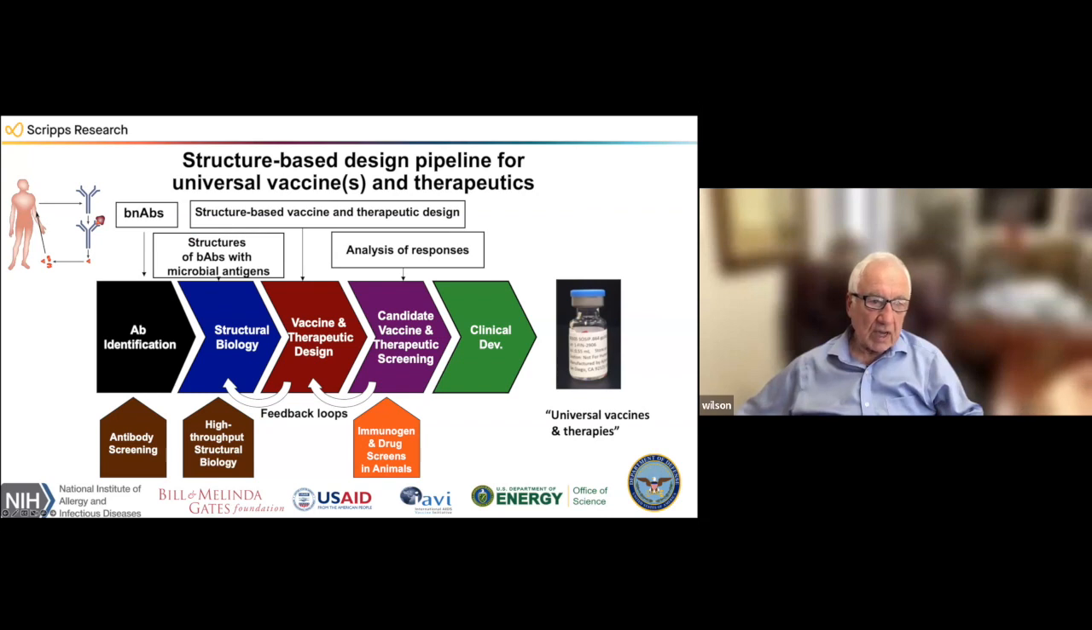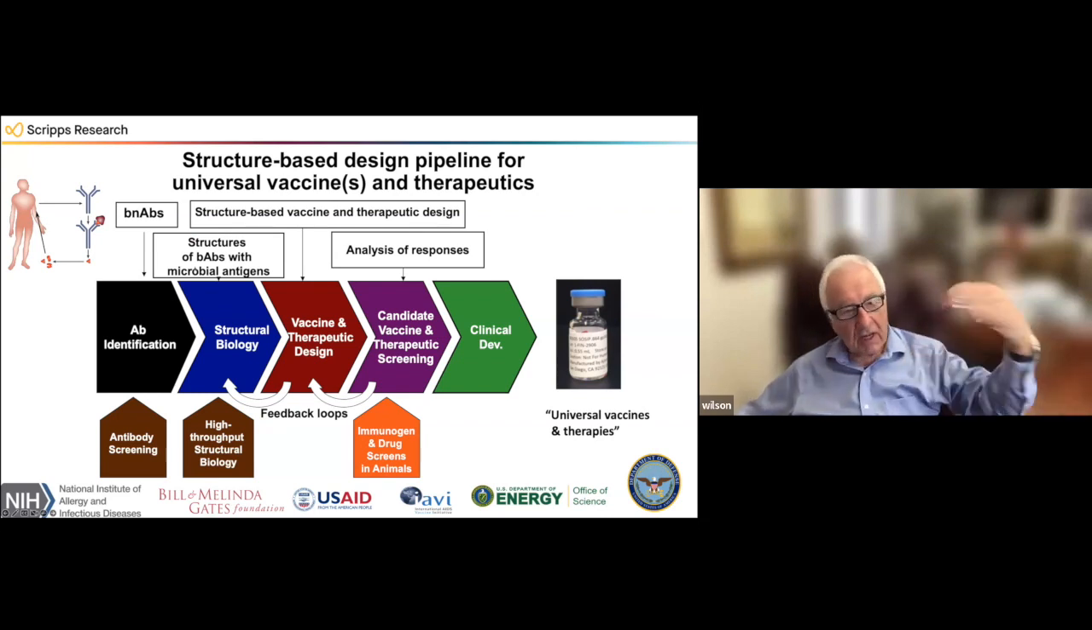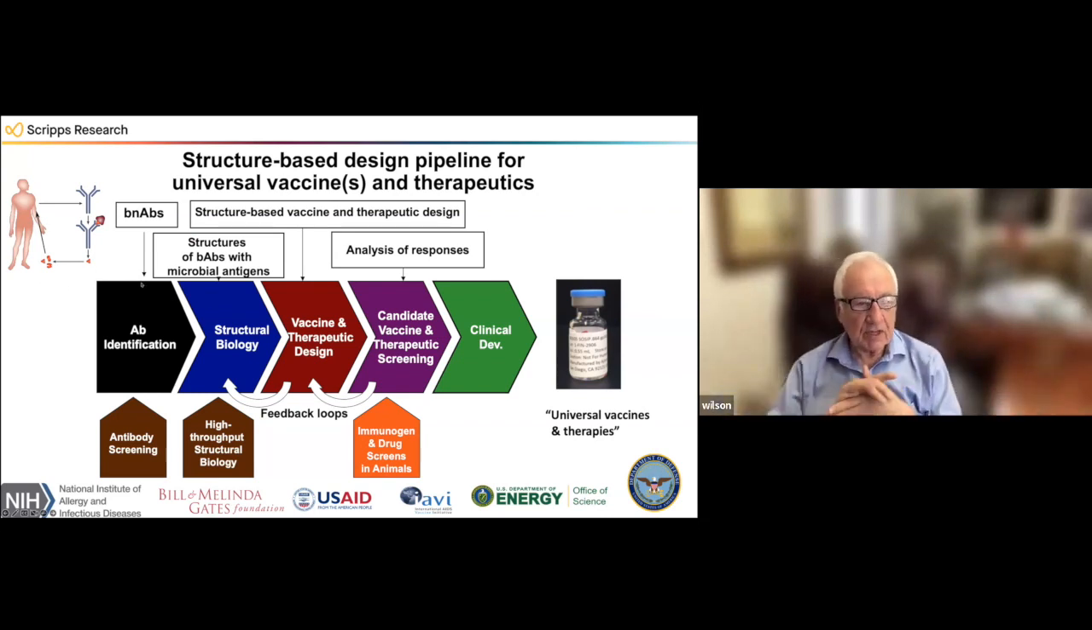We don't, in our lab, produce any of the antibodies. We're highly dependent on the fantastic collaborators that produce these exciting antibodies. We do the structural biology. We work with groups like Bill Schief here and other people who are designing vaccines and therapeutics to push all this into the clinic and hopefully get better universal vaccines and therapies. And we couldn't do that without all of the support from the agencies.